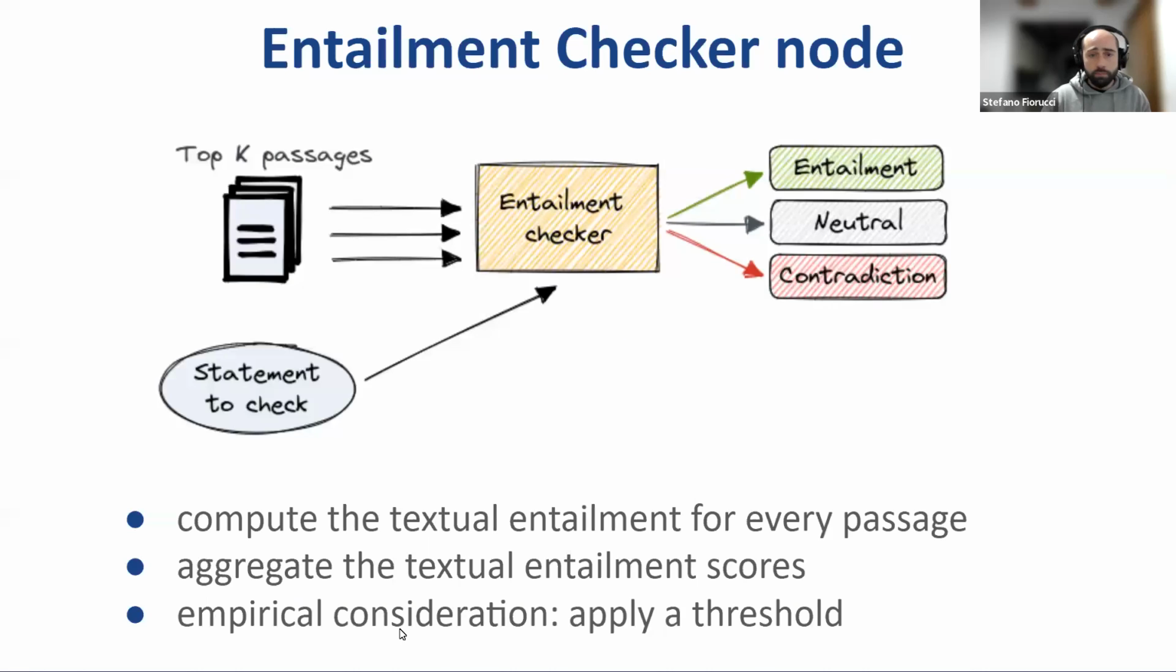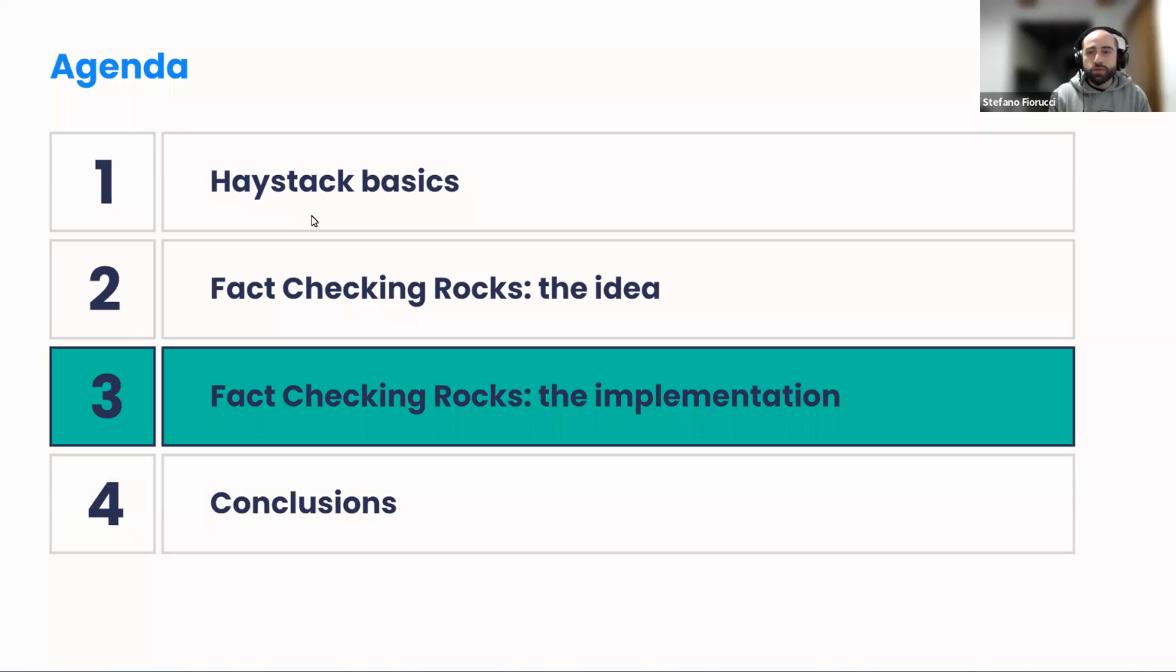Then I also made an empirical consideration. If in the first n passages, where n is less than k, there is strong evidence of entailment or contradiction, it is better not to consider the less relevant documents. They would add noise, and ignoring them, we can also be faster. So this is the idea of this new node. But now let's go to the implementation in Haystack of this simple system.